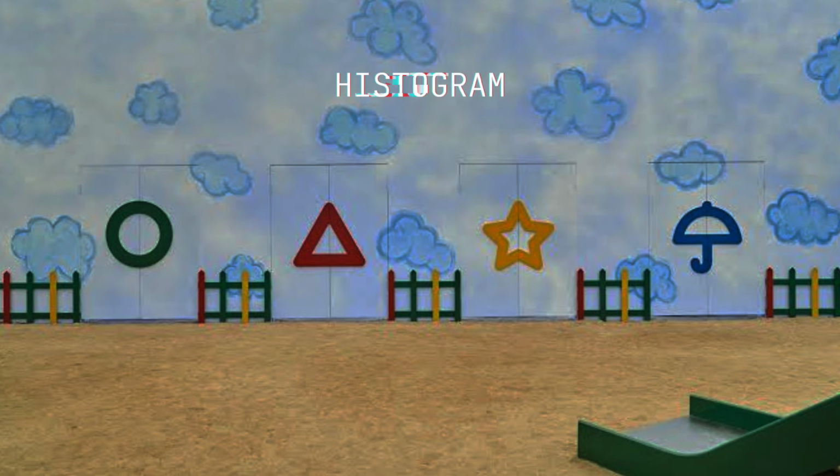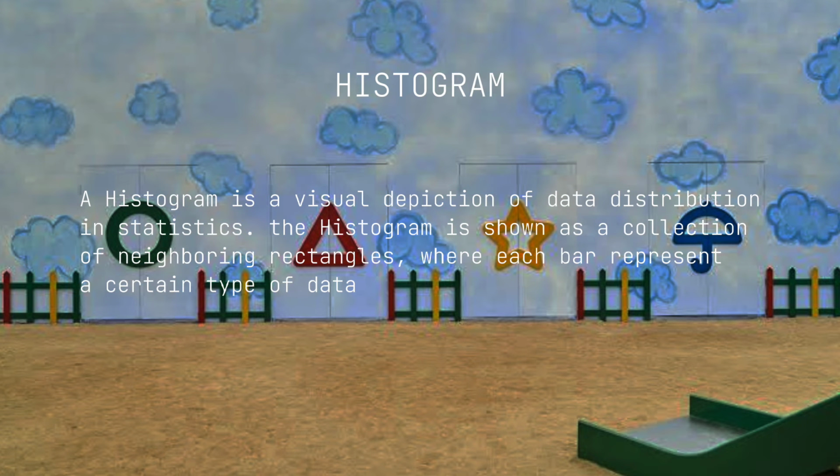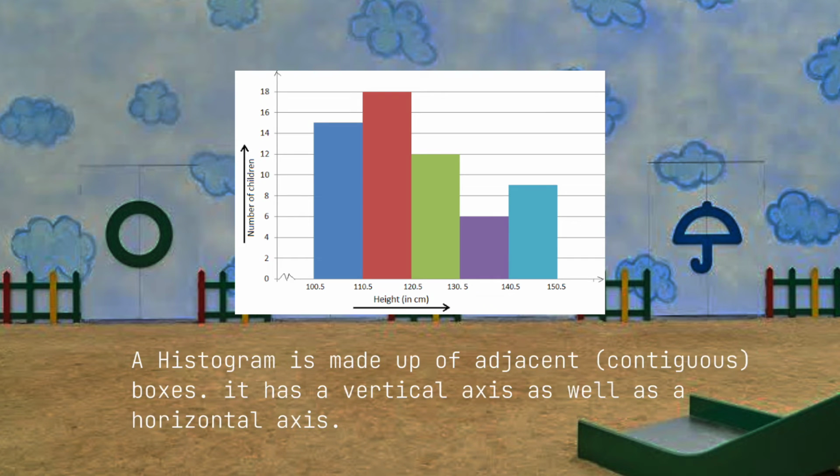A histogram is a visual depiction of data distribution and statistics. The histogram is shown as a collection of neighboring rectangles where each bar represents a certain type of data. A histogram is made up of adjacent contiguous boxes. It has a vertical axis as well as a horizontal axis.